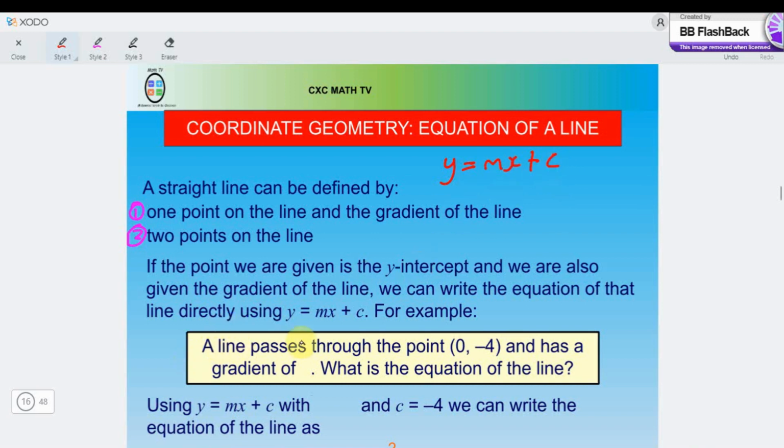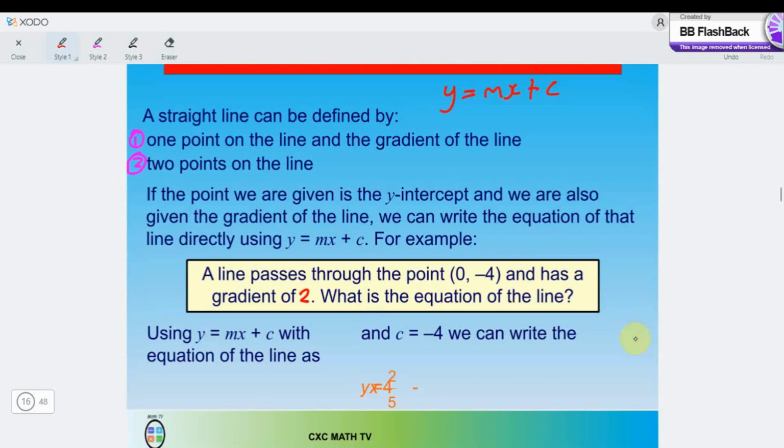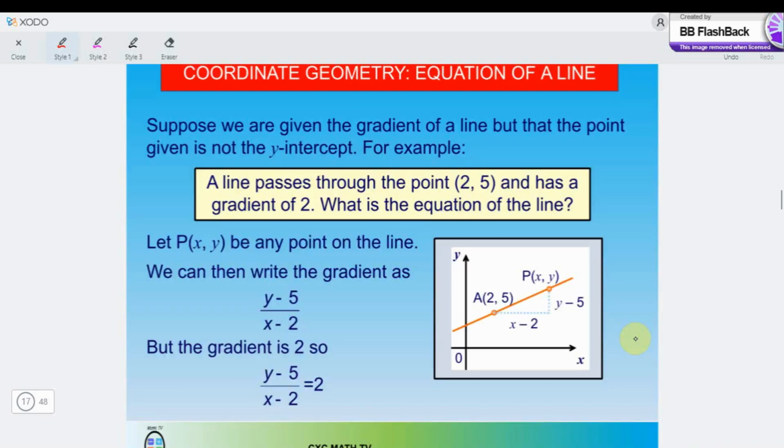Example: they say a line passes through (0, -4) and has a gradient of, let's say, 2. And they say, what is the equation of the line? In that case, ignore all of this down here. Using y equals mx plus c, with m being 2 because they told us the gradient is 2, the equation of the line would be y equals 2x plus c, and c is negative 4, so you just write minus 4. Don't put plus negative 4, just put minus 4.